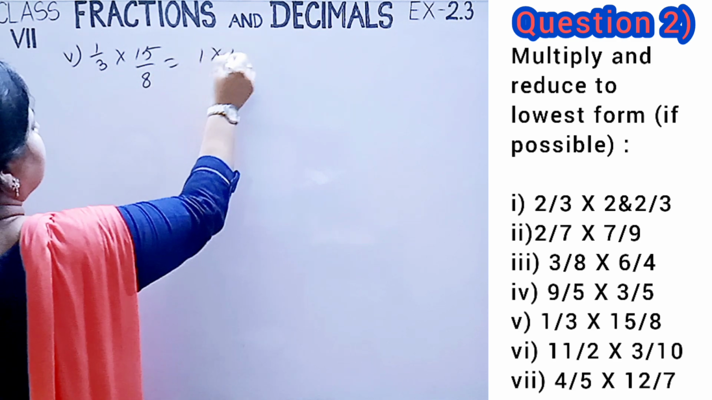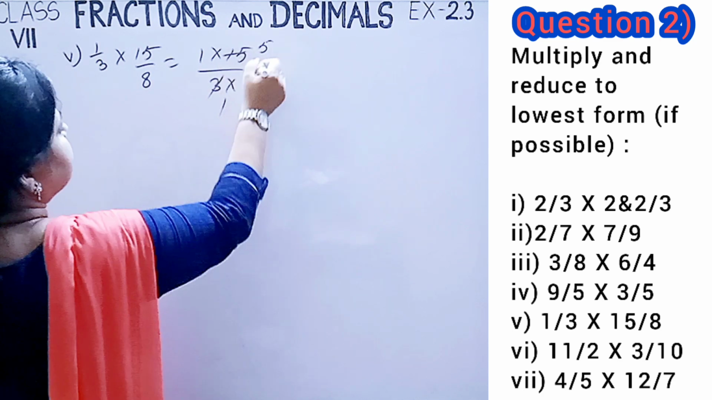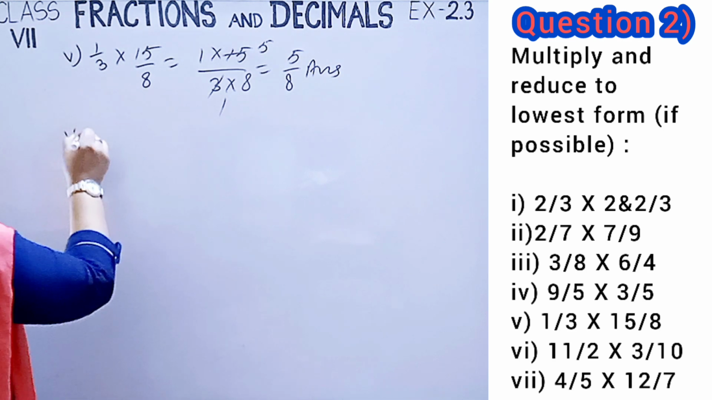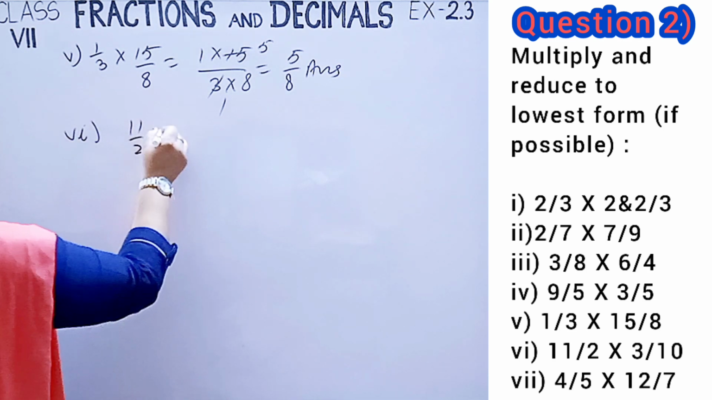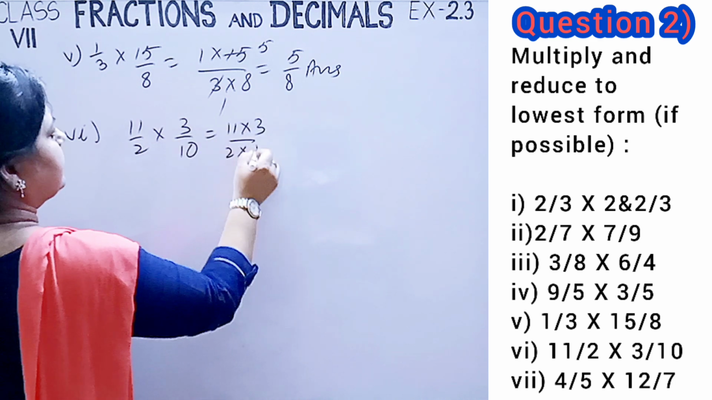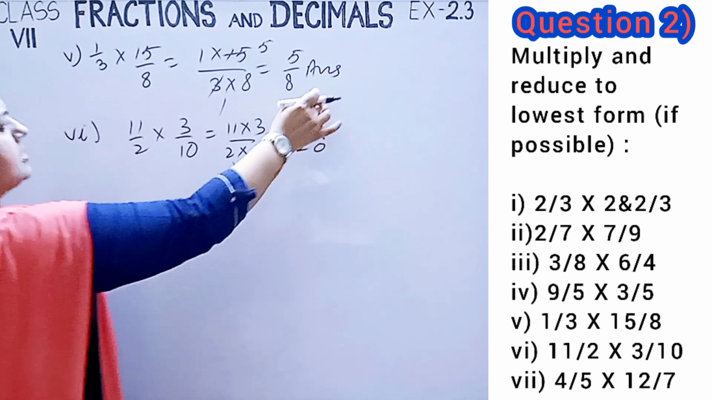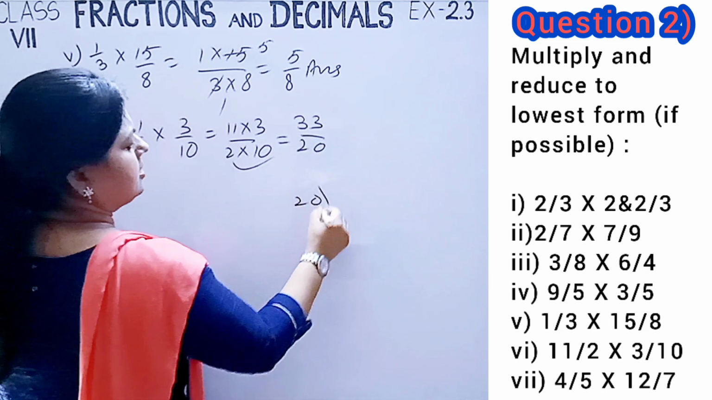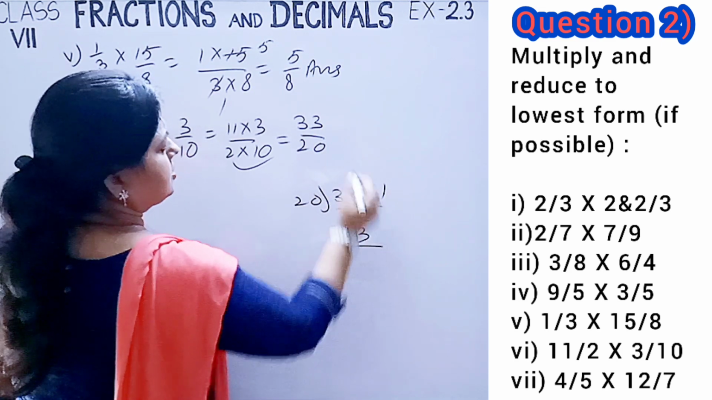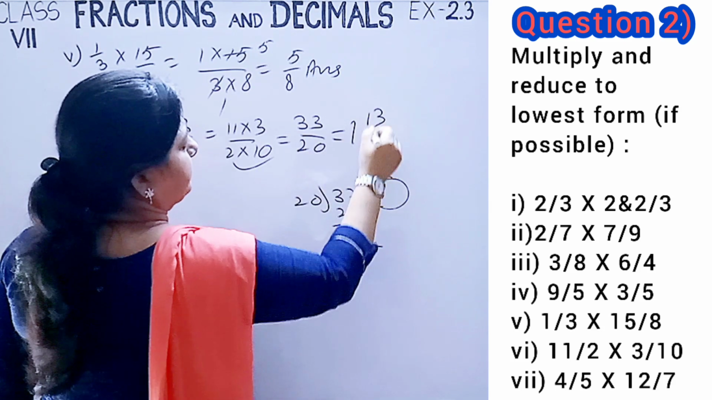So 1 into 15 upon 3 into 8. 3 ones are 3, 3 fives are 15. 5 upon 8, answer. 6th part. 11 upon 2 into 3 upon 10. So 11 into 3 and 2 into 10. 11 3s are 33 and 2 10s are 20. So this is an improper fraction. So 20 divides 33. 20 ones are 20. Now we have 13. So this is 1 and then 13 by 20.